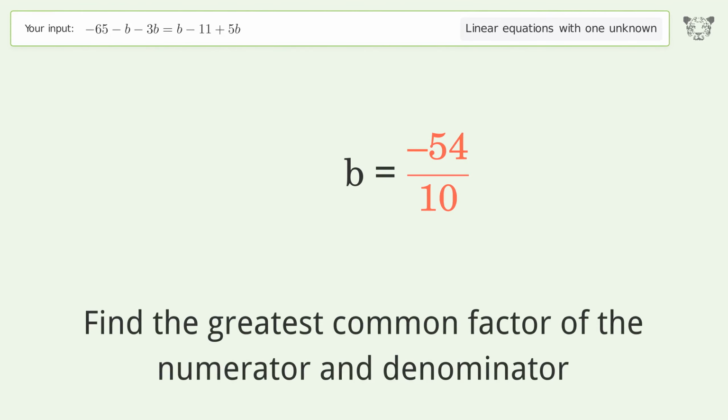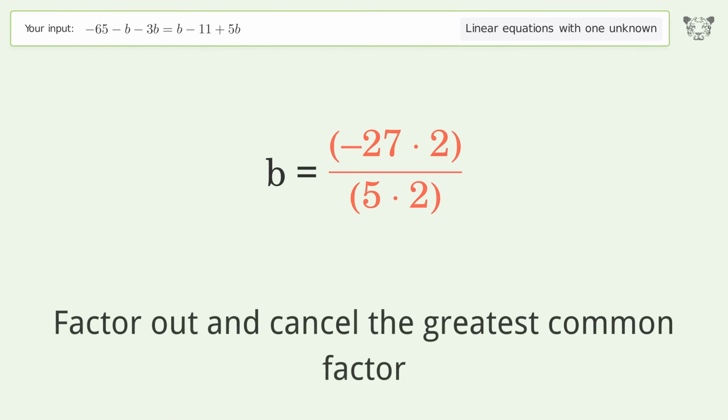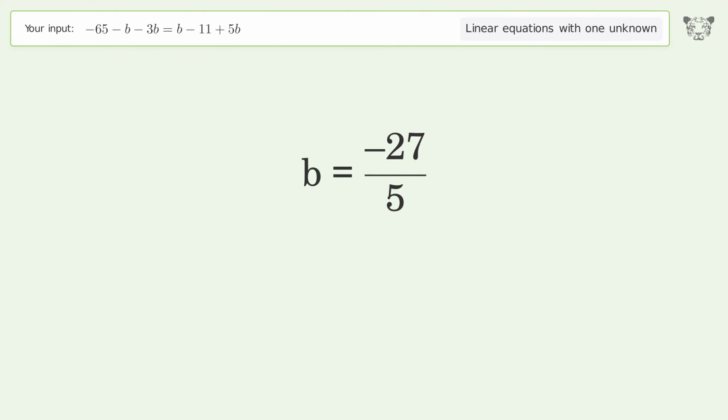Find the greatest common factor of the numerator and denominator. Factor out and cancel the greatest common factor. And so the final result is b equals -27/5.